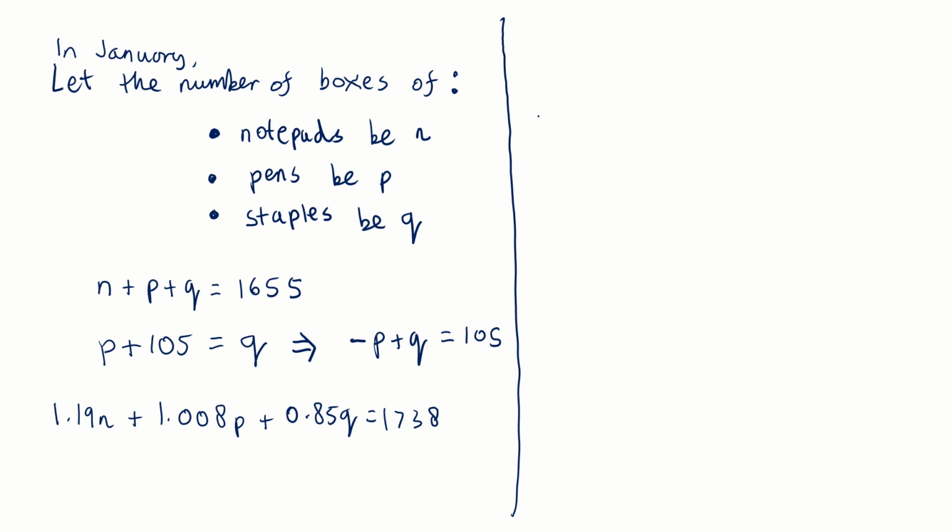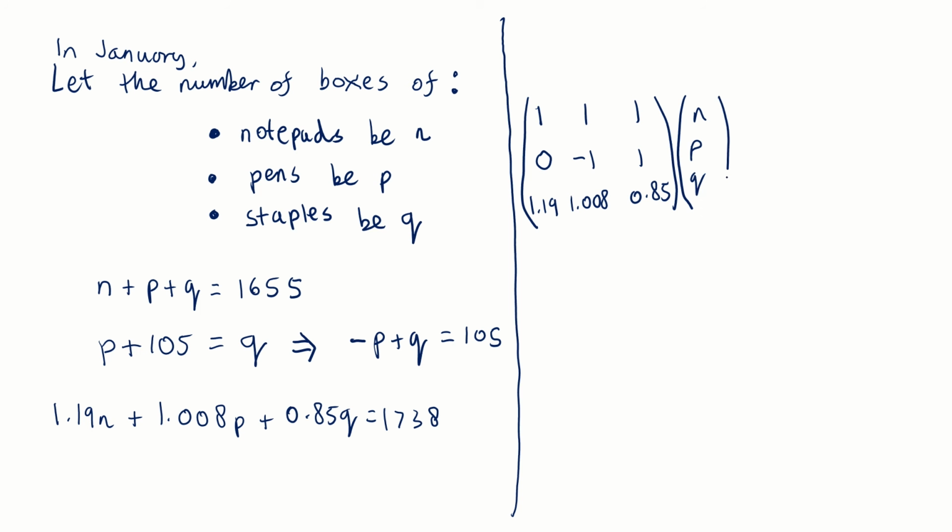That means we can write this system of equations as 1, 1, 1 for the coefficients in that first equation. Watch out, it's not got any n's in that second equation, so it's going to be a 0, then a -1, and then a 1, and then 1.19, 1.008, and 0.85, followed by n, p, q, and then that's going to equal the numbers 1655, 105, and 1738.